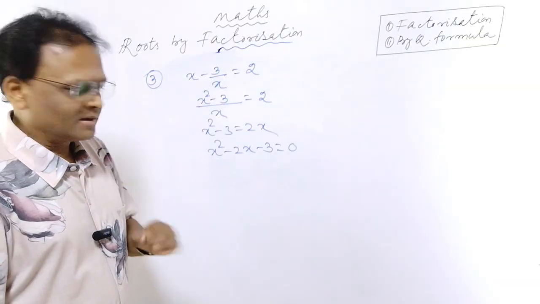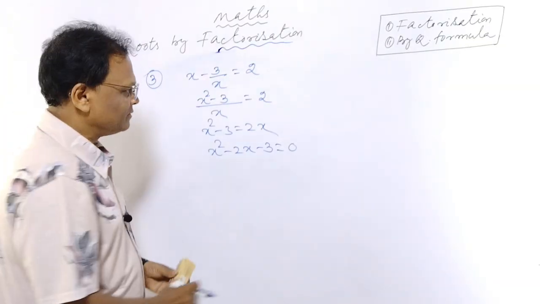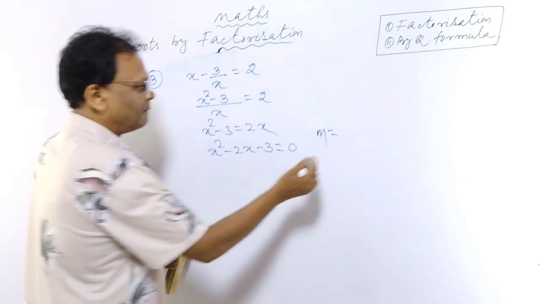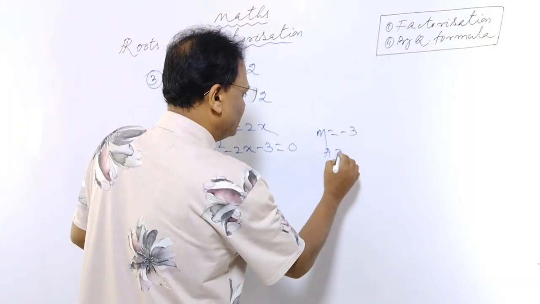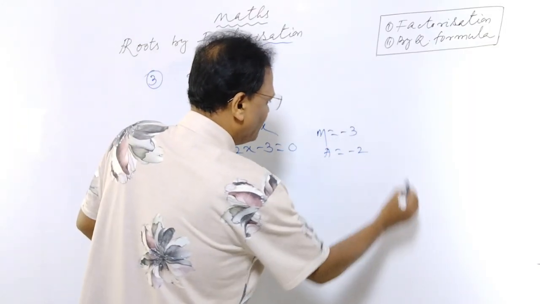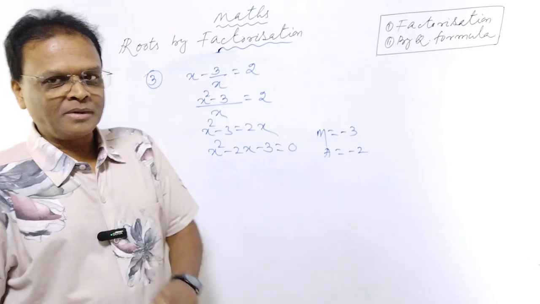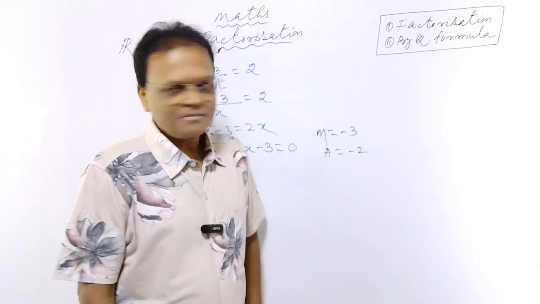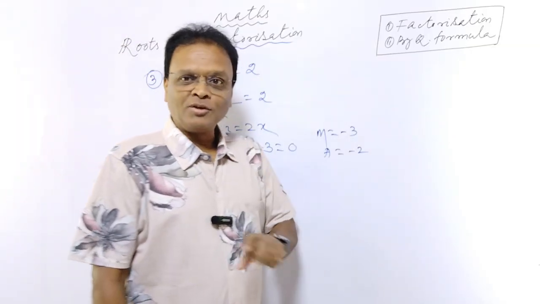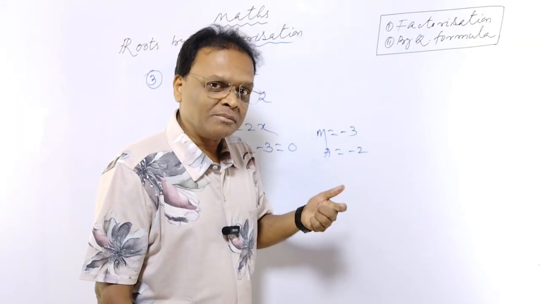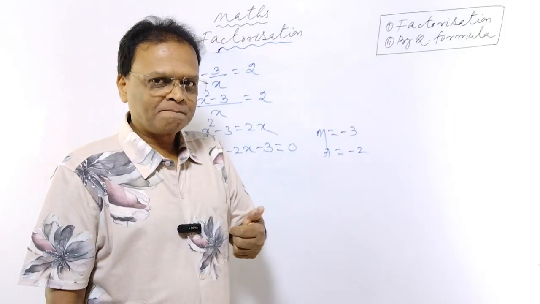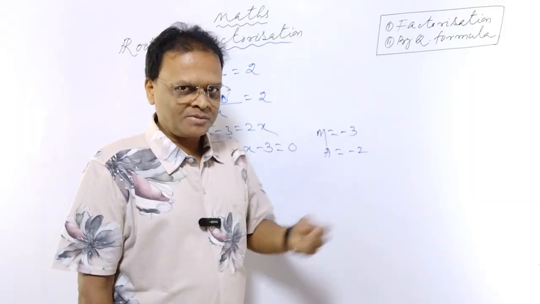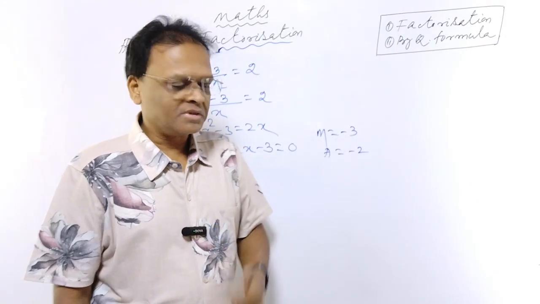Now my same procedure will start. What is your multiplication? Your multiplication is 1 times minus 3, which is minus 3, and your addition is minus 2. Now tell me two numbers. If you multiply those two numbers, your multiplication answer must be minus 3. But if you add the two numbers, your addition answer must be minus 2. Think of the numbers. Did you think? Multiplication must be minus 3 and addition must be minus 2. What are those two numbers?